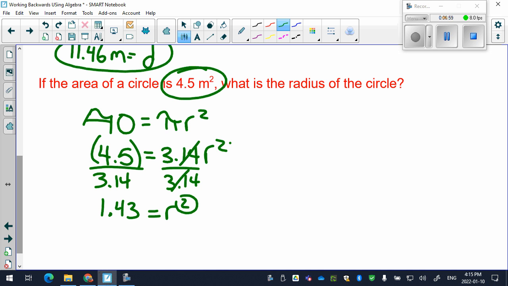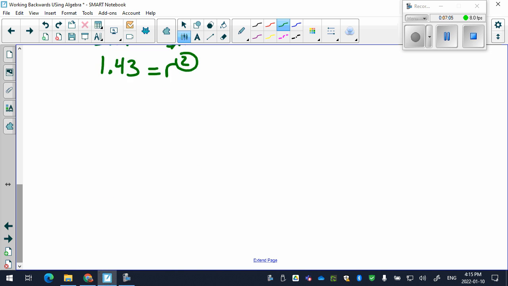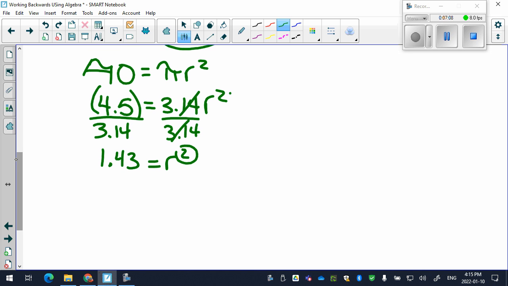Now, when we want to know the radius, we don't want to know the radius squared. We have to get rid of this. And just like the last question on the previous page, when we're trying to get rid of squared, we have to take the square root. So in order to get rid of this, we take the square root of 1.43. And that will give us what the radius is. So take the square root of that, and that equals 1.2.